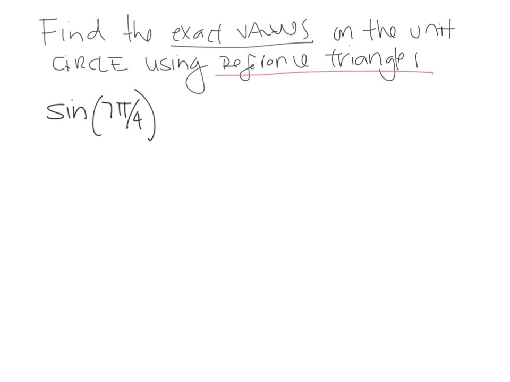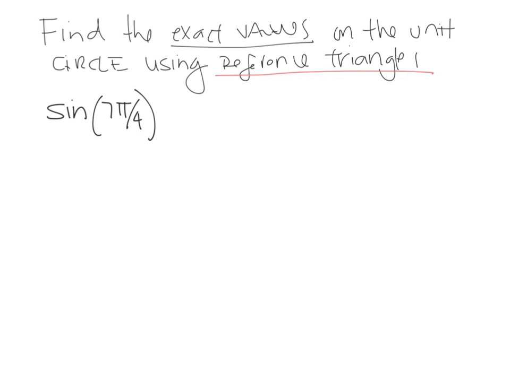Okay, I'd like to do just a few examples on finding the exact values on the unit circle using reference triangles. I know we did a lot in class today, but I want to make sure that you guys are comfortable finding these exact values. So the first one is the sine of 7 pi over 4.